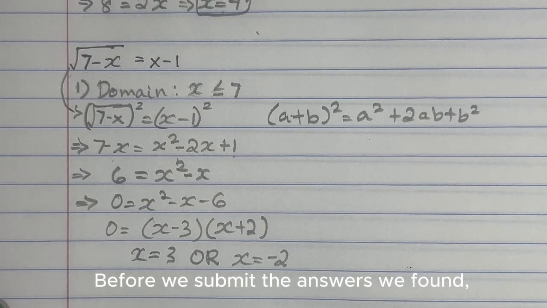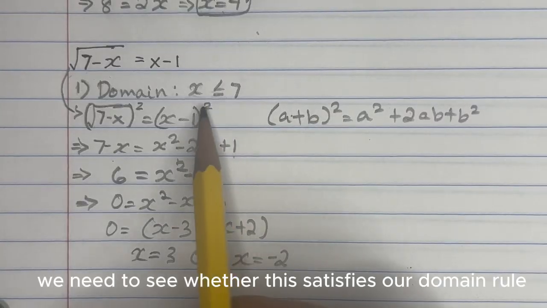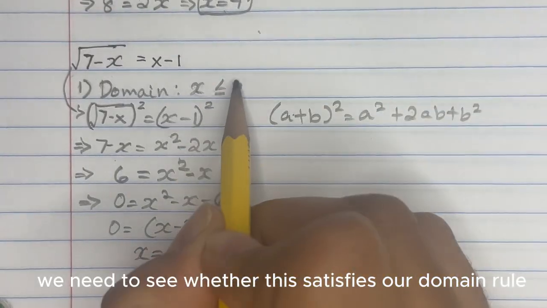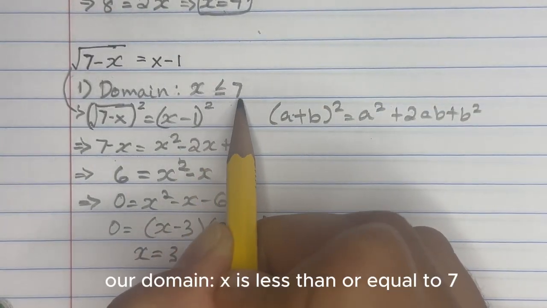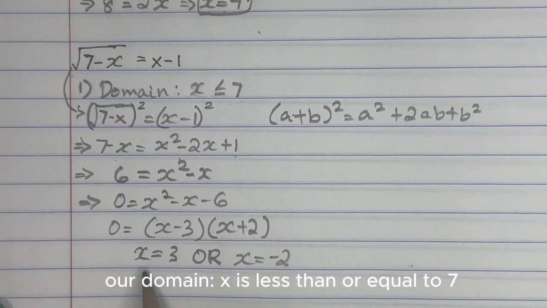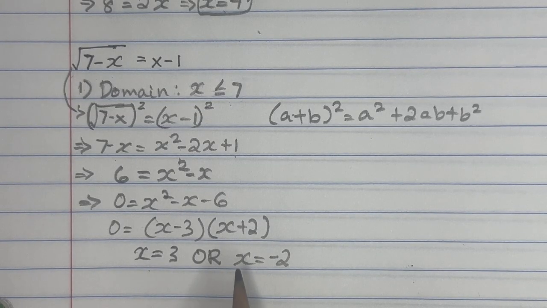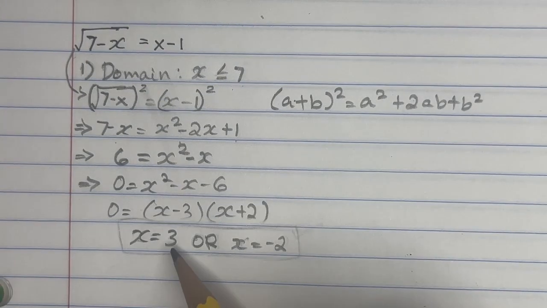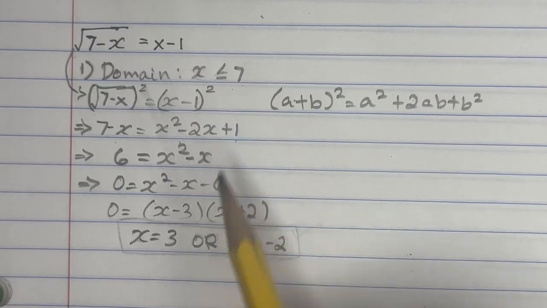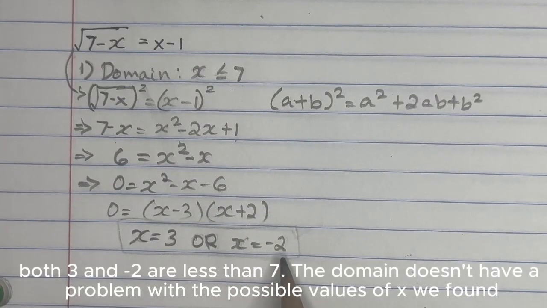Before we submit our answers, we need to find whether these satisfy the domain. Here we have our domain: x is less than or equal to 7. Here we have x equals 3 or x equals minus 2. 3 is less than or equal to 7. That satisfies. x equals minus 2 is also less than or equal to 7. So that also satisfies our rule.